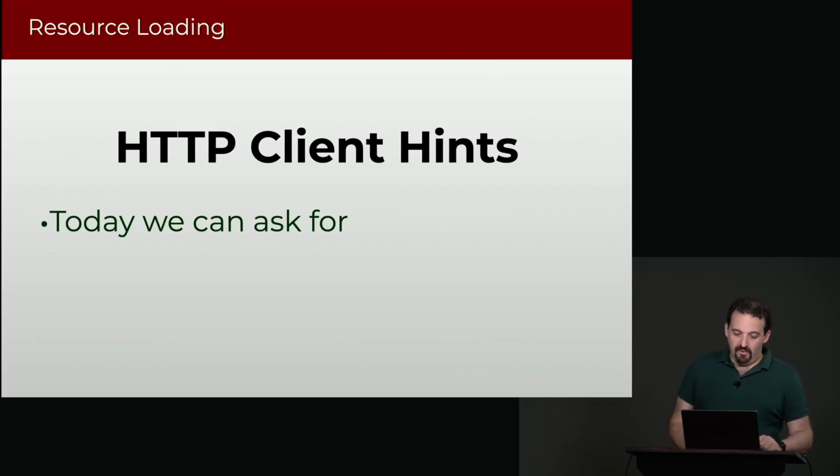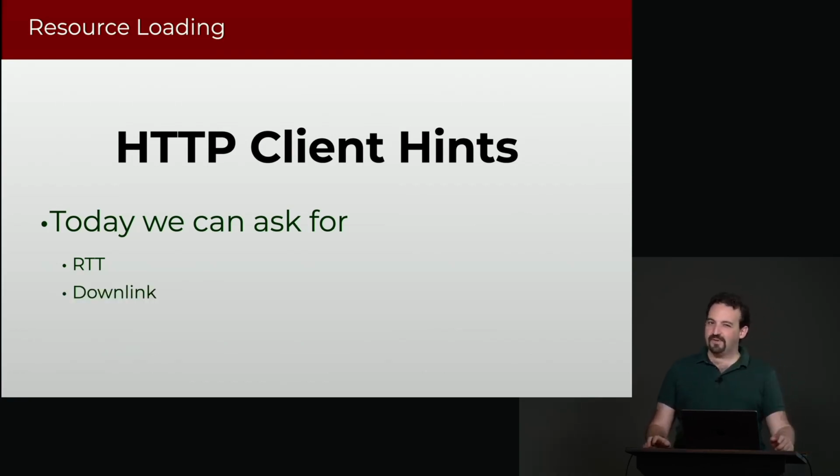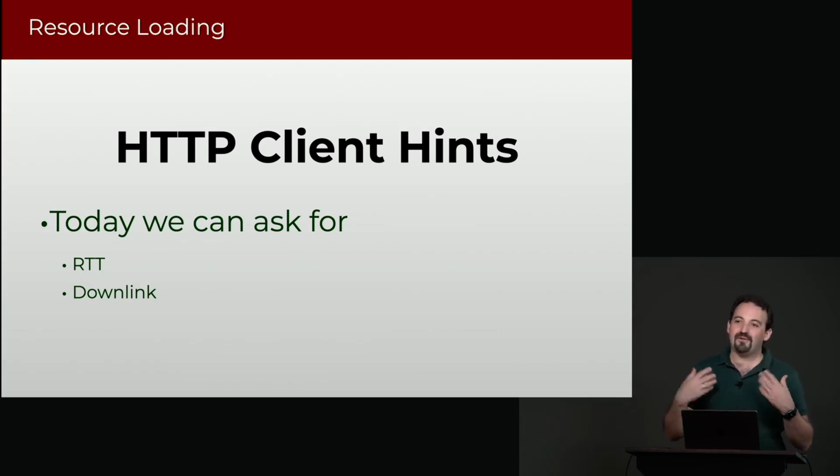We can ask today for RTT, round trip time. So that's the latency. We can send to the server the current estimated latency that we are having. So the server can decide what to return. Downlink, that's an estimation of the bandwidth. So again, if the latency is 400 milliseconds, something's wrong with our connection. So the server can say, well, let's return something simpler. Let's improve the experience for that user. Does it make sense?